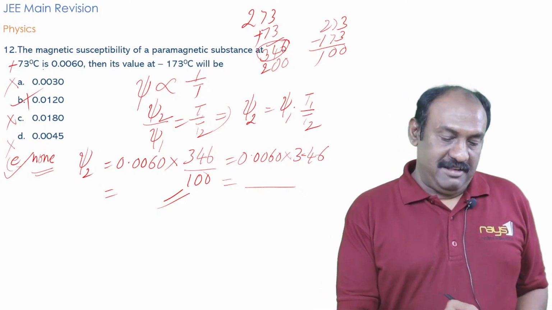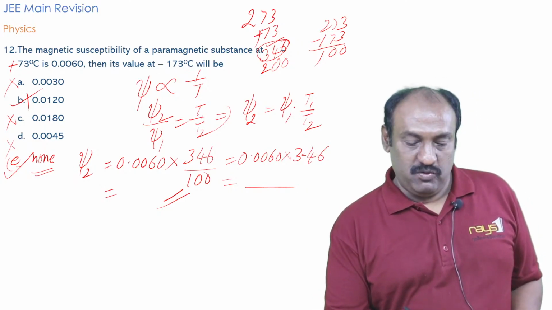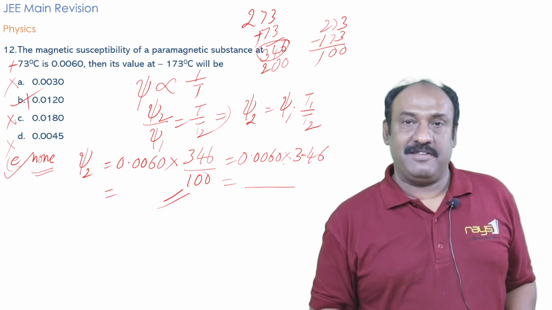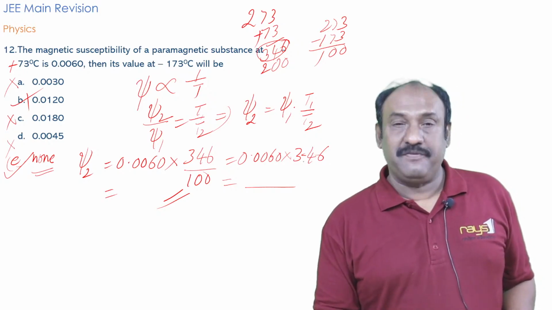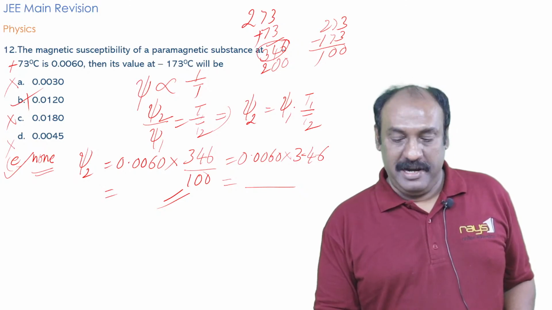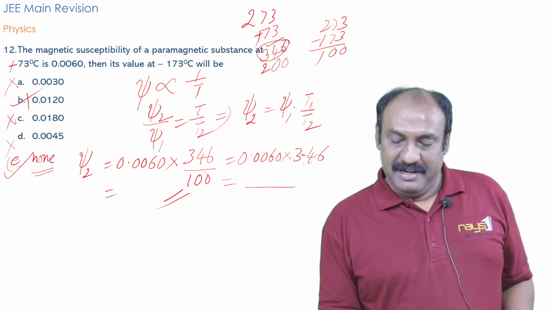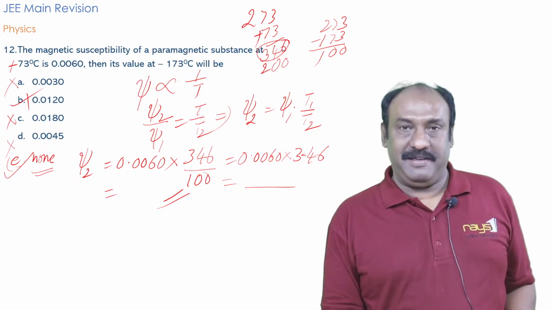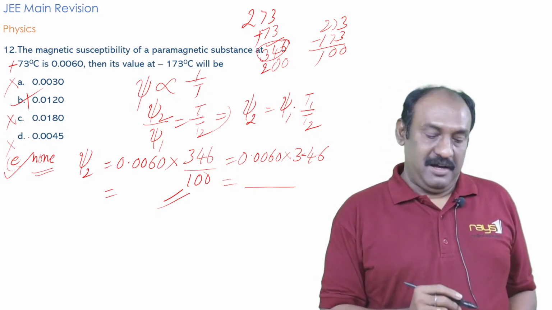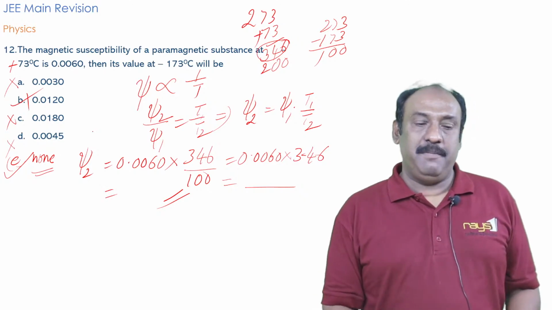Okay, I consider it as plus 73 degrees centigrade and minus 173 degrees centigrade. This is the answer. After just a rough calculation, it is 3 into 6, 1.8, nearly, but it is almost 4 into 6, 2.4 something. So here all options are wrong. So the answer is none of the above for this question.